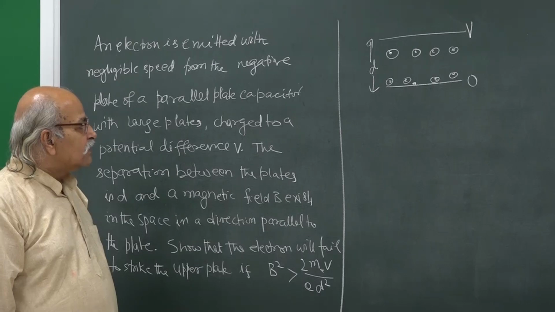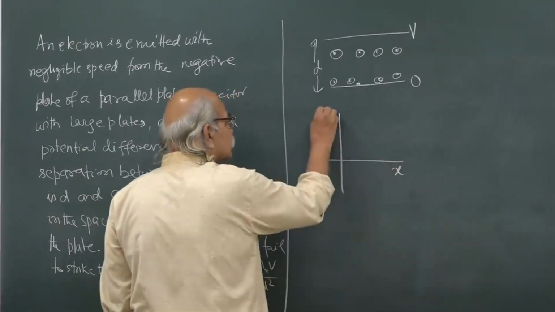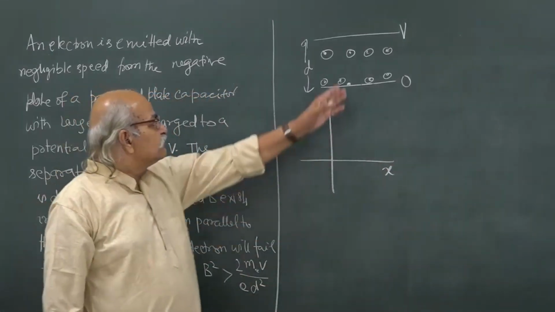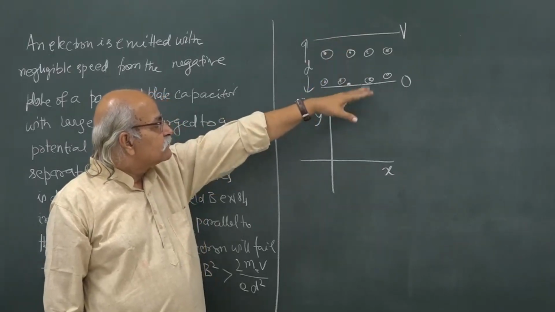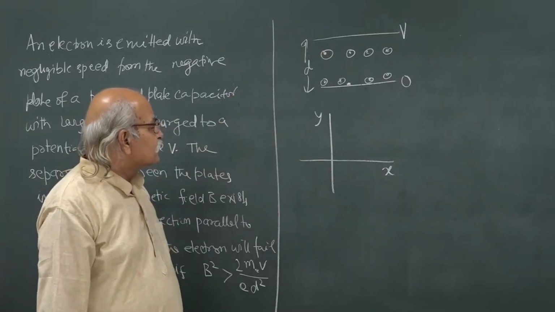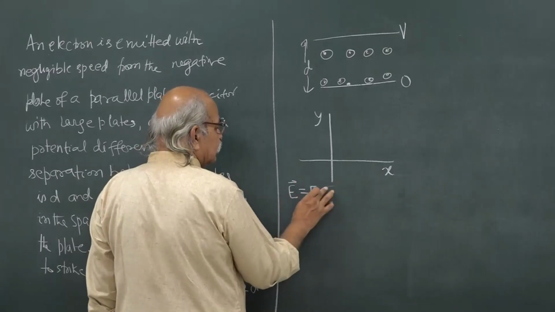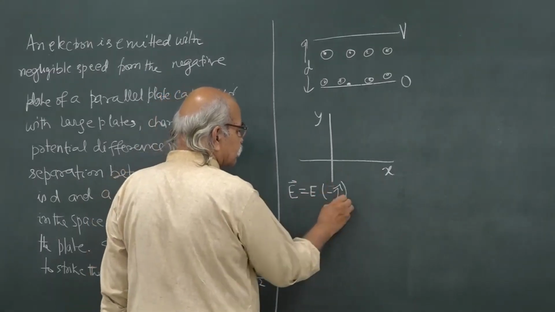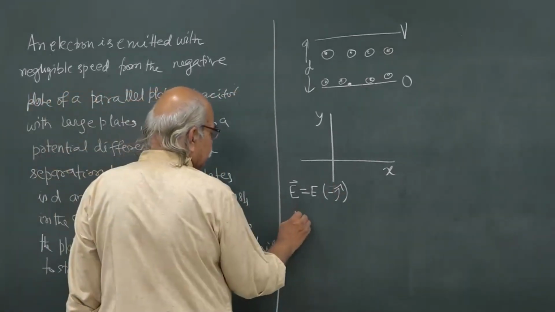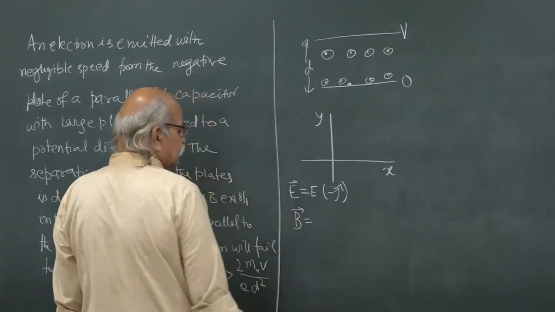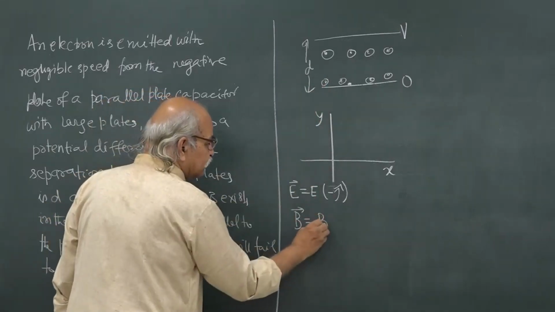So, if I draw the axis and take this direction as the x axis, this direction as the y axis, this is V here and this is 0 here. So, the electric field is in the negative y direction. So, E is equal to E times minus j cap. Then you have B. B is coming this side, so it is B times k cap.